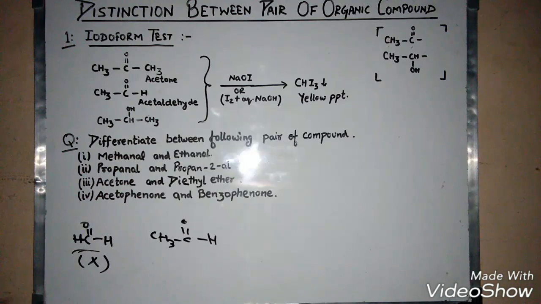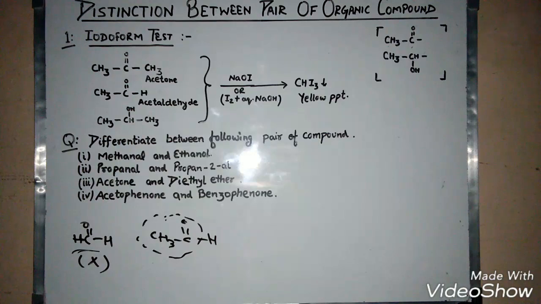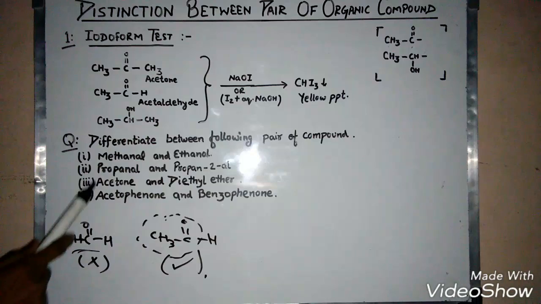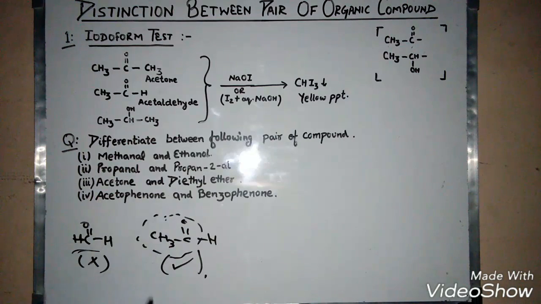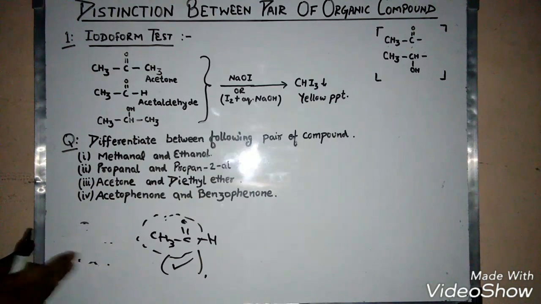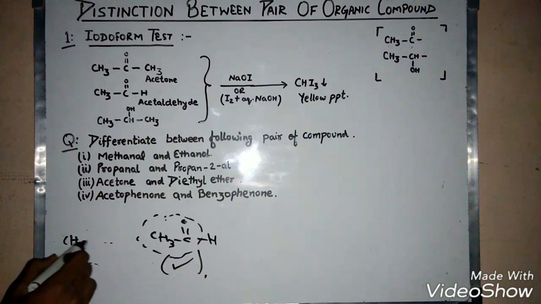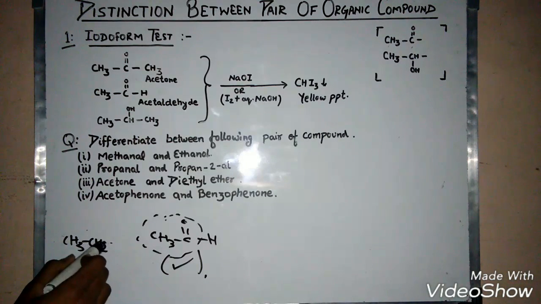Ethanol. In ethanol, CH3CO group, which is methyl ketone group, is present. Therefore, this compound will give the iodoform test, and hence iodoform test can be used to distinguish between these pair of compounds. Second is propanol and propan-2-ol. Propanol is CH3CH2CHO.